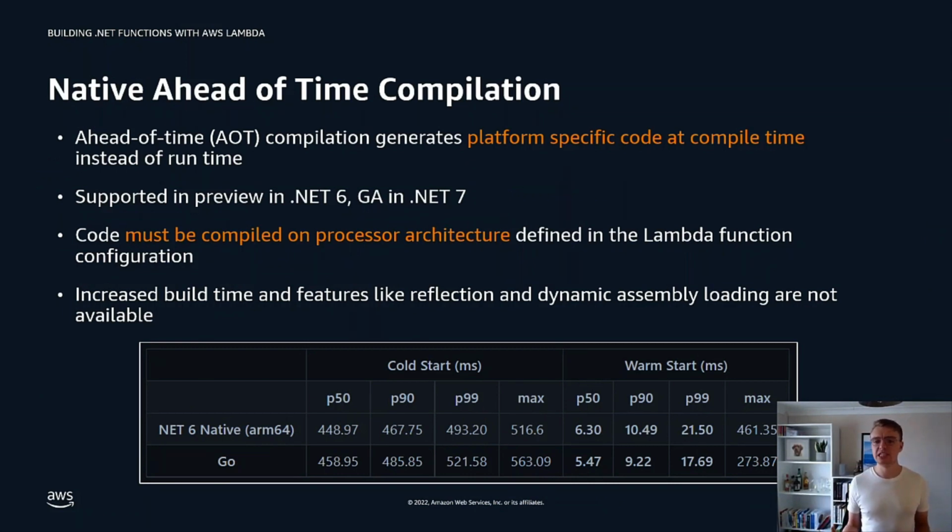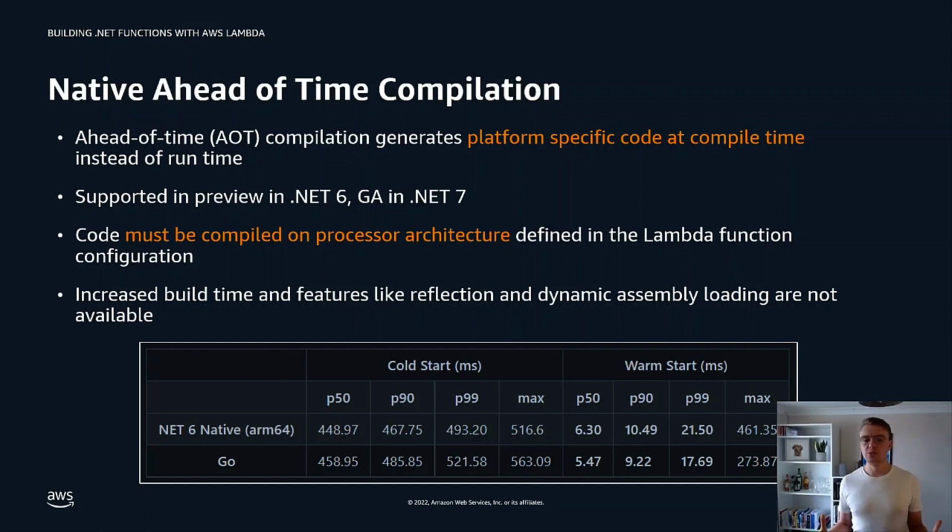So native AOT is a feature in preview in .NET 6, and it's going GA in .NET 7. Native AOT generates platform-specific code at compile time, and that gives you a set of binaries that can be executed without the runtime being installed. Also, as the code is pre-compiled to be platform-specific, it also has a substantial performance impact, and this performance improvement directly impacts .NET applications running on AWS.